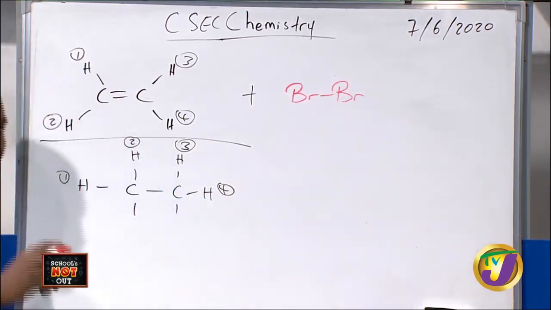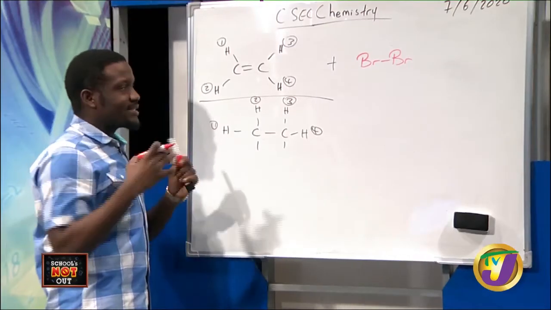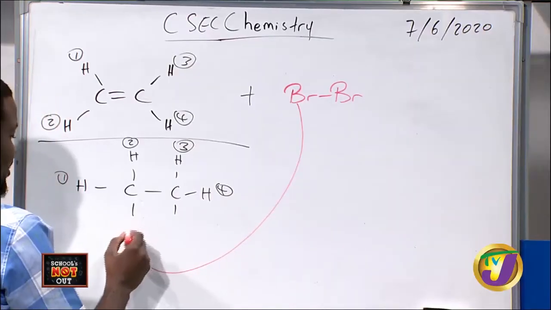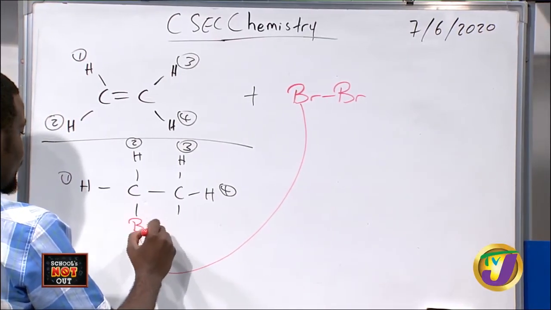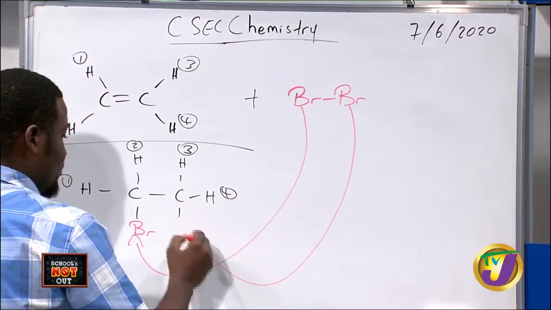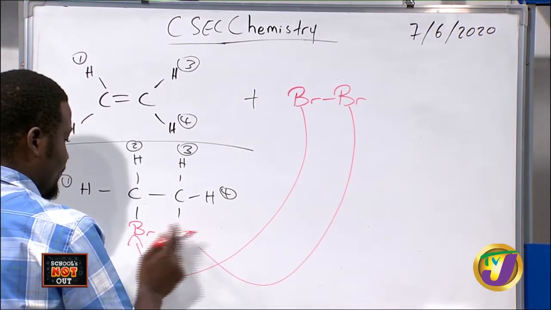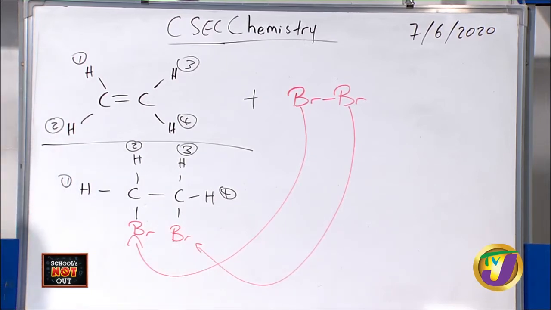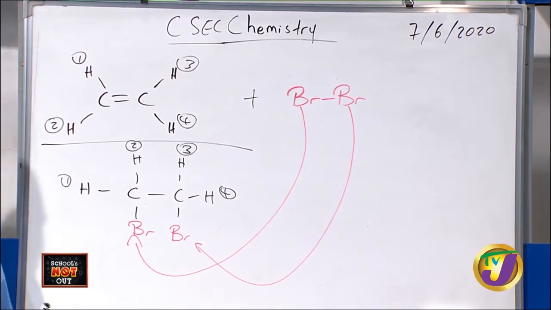right? Remember, halogens are diatomic. They don't exist by themselves. All right, so when you add your bromine, 1 bromine goes here, and the other bromine comes here. All right? So it's an addition reaction because you're adding something to the alkene structure.